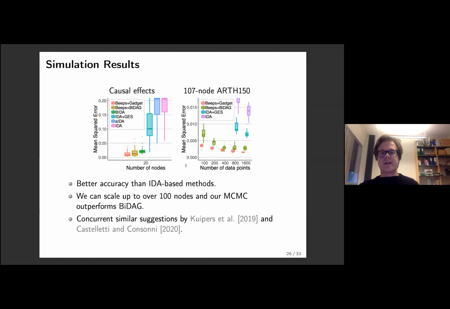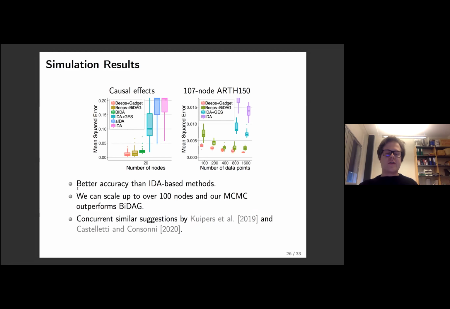Then on the right, you can see a 107 node instance. So this approach scales to over 100 nodes, which is nice given that we do a very rigorous Bayesian approach. For this plot, we ran the different methods for 12 hours. And here you can see the peeps and the gadget method that Jussi will soon present offer more accurate results than a previous MCMC approach for DAGs, together with this sampling for causal effects.